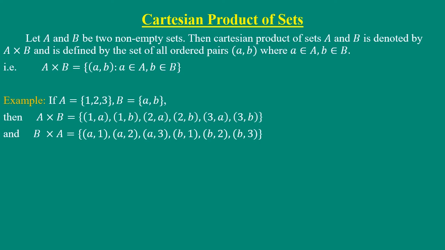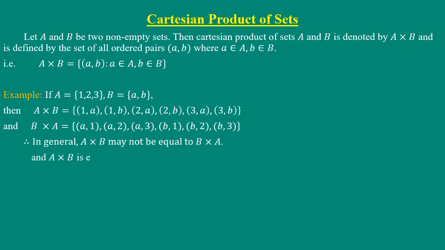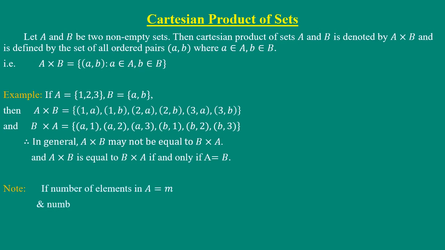So in general, A cross B may not be equal to B cross A. A cross B is equal to B cross A only when A is equal to B. If the number of elements in A is equal to m and the number of elements in B is equal to n, then the number of elements in A cross B will be equal to mn.